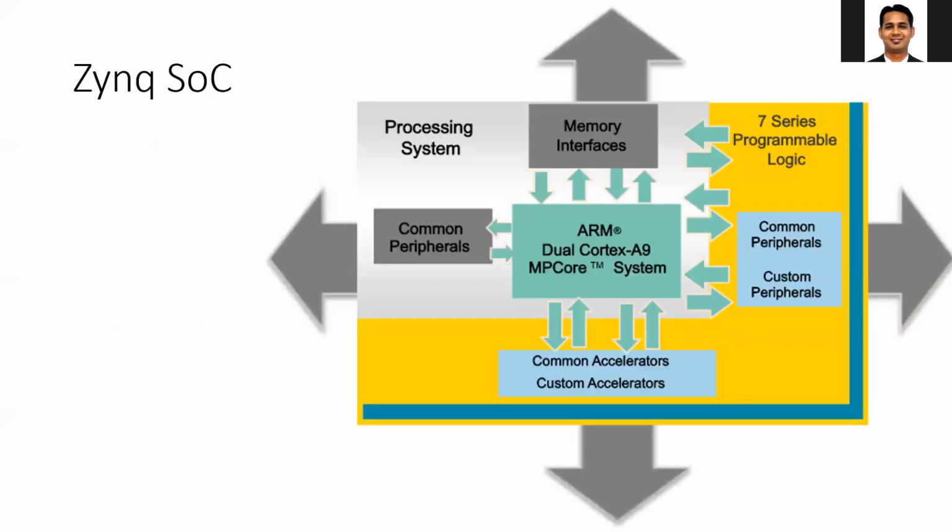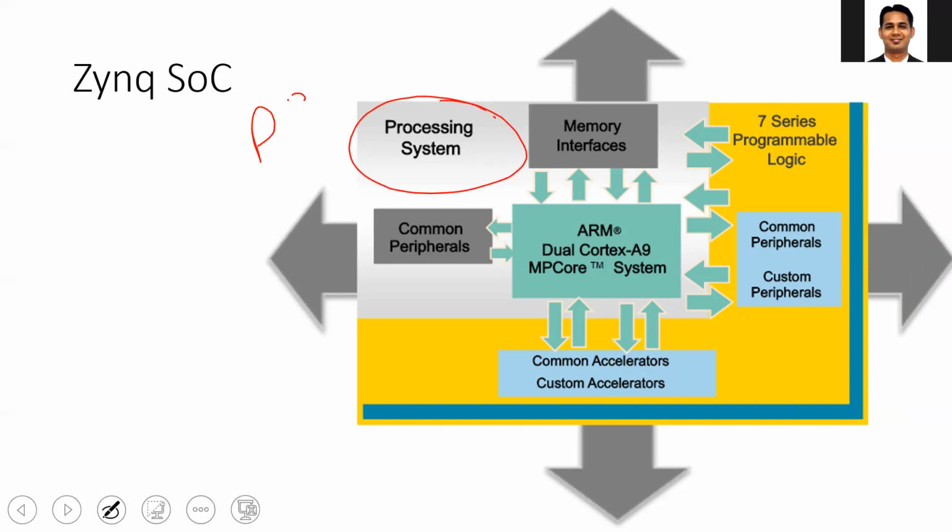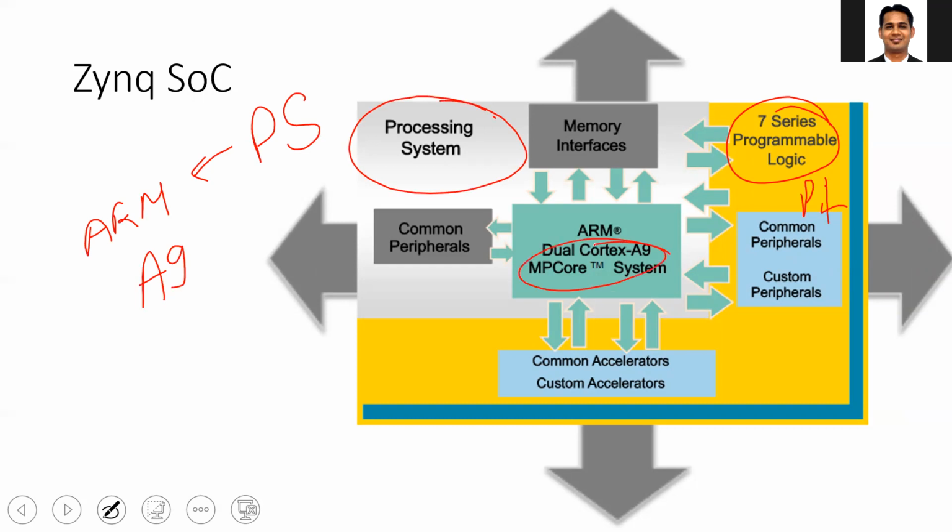The Zynq SoC which we are going to use in our lab is a heterogeneous, all programmable system on chip. In this case, you have two components. One is the processing system, called the PS, and the second is the programmable logic, called the PL. The processing system is the ARM Cortex-A9, which is a dual-core ARM processor, while the programmable logic is a 7 series FPGA.